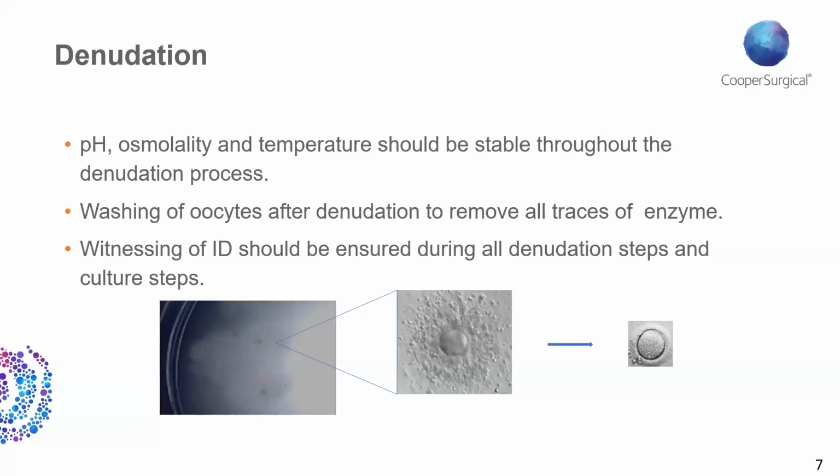And if it's going to take a long time and you're worried about temperature changes, and therefore, depending on the type of medium that you're using, you may get pH changes, or you're worried about evaporation, then put fewer eggs and cumulus complexes in each drop and do them sequentially rather than trying to do them all at one time. And that's equally the case when we're talking about ICSI on the next slide.